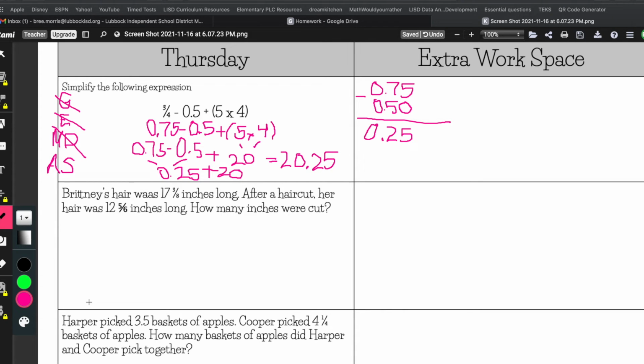Okay. Oh, look how I spelled was. Brittany's hair was 17 and 3/8 inches long. After a haircut, her hair was 12 and 5/6 inches long. How many inches were cut? Okay, start with a ratio table for 5/6.